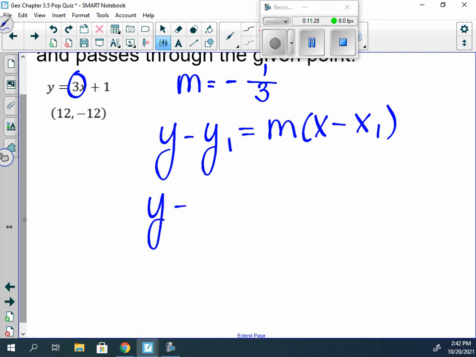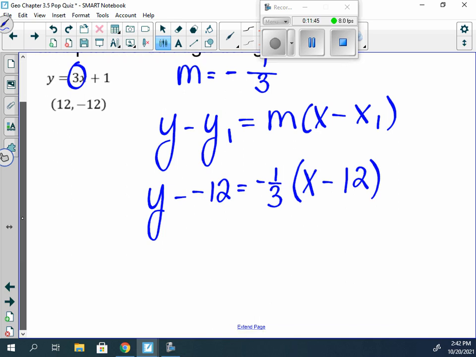Now we plug in our point for y1 and x1. The y value for our point is negative 12. The slope is negative 1/3 times x minus... If you put 12 first instead of the x, would it be the same? It would not, because we need the minus sign. If we plugged it in as negative 12 plus x, it would still work out the same. But it's better to leave it as this so we don't have to worry about a conflict of signs.